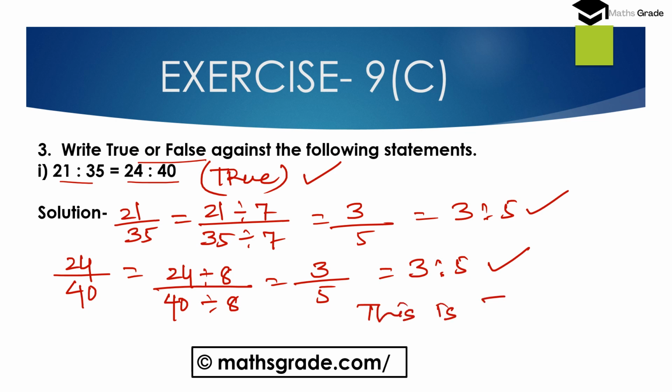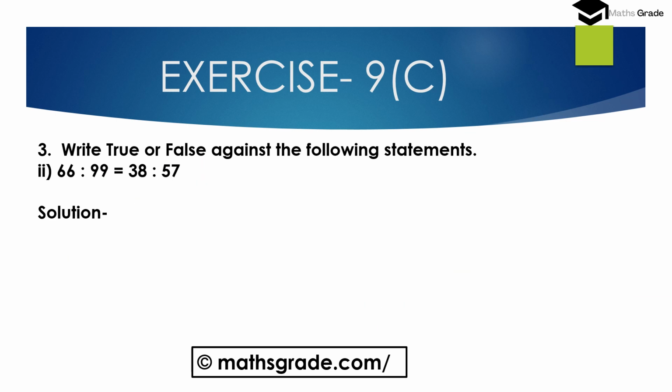This is true. So 21 is to 35 is equal to 24 is to 40 is true. Now question number second bit, 66 is to 99 is equal to 38 is to 57. Both these two ratios are equal or not. True or false, we have to check it.